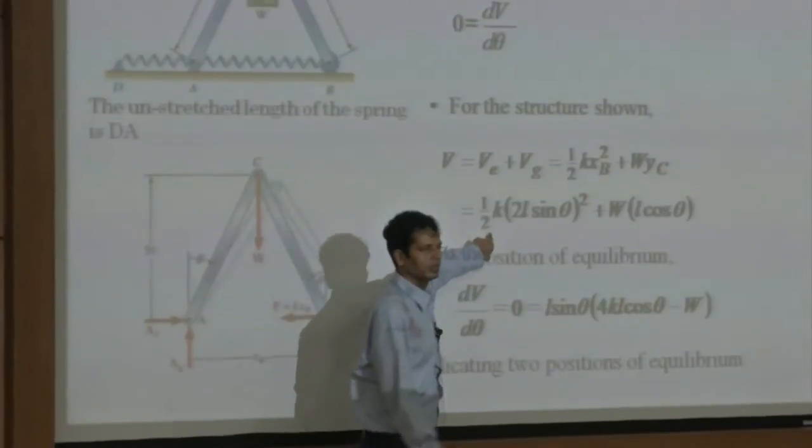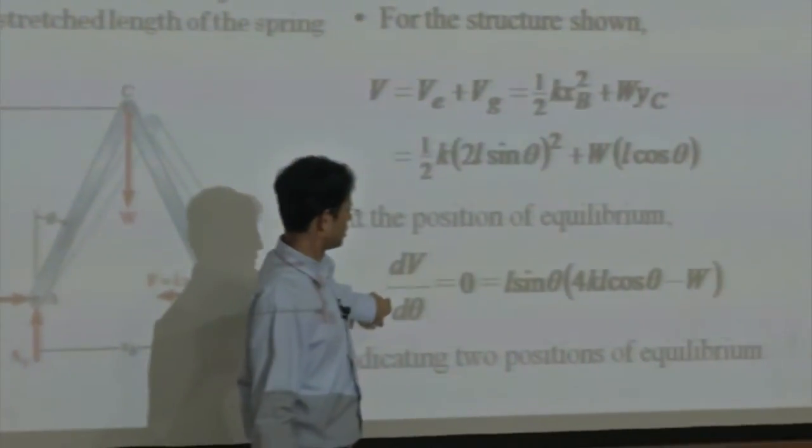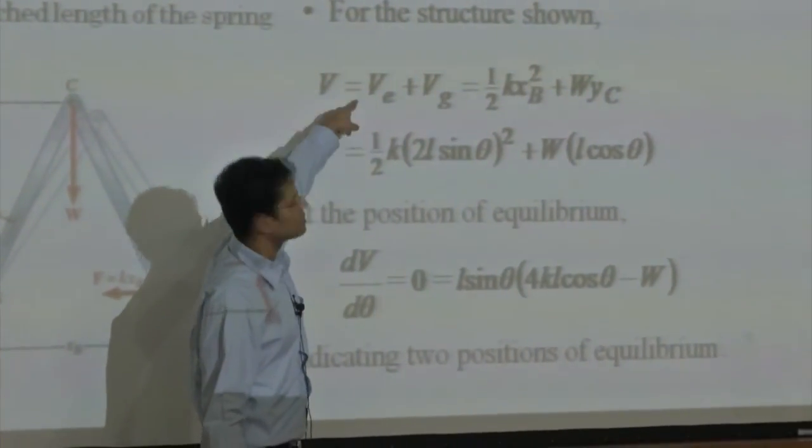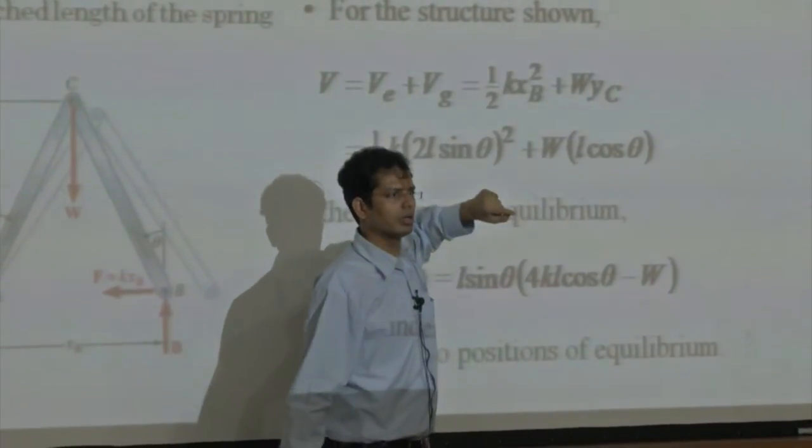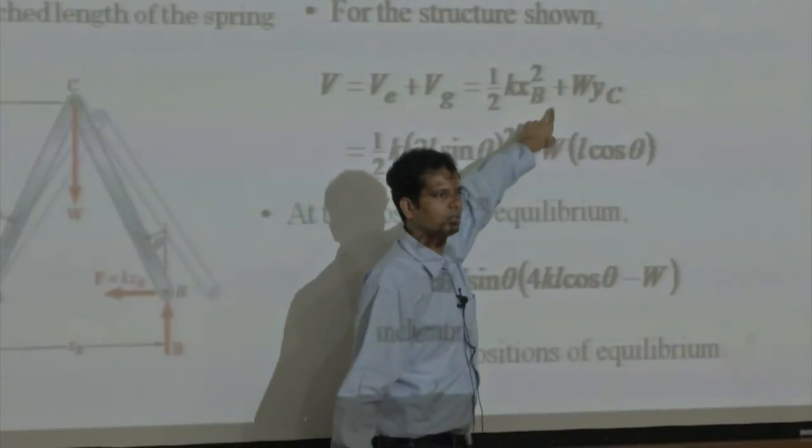If you can just explain this expression, V, just with the signs, please. This? Last line. Previous line. Previous line to that. This one? Yes, please. So half K this, square. This is positive, that I am not getting really. Is this positive? Okay.